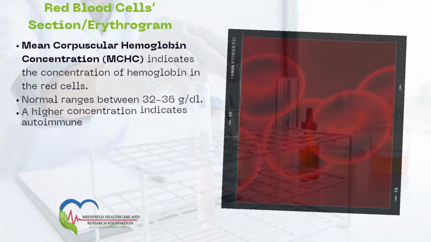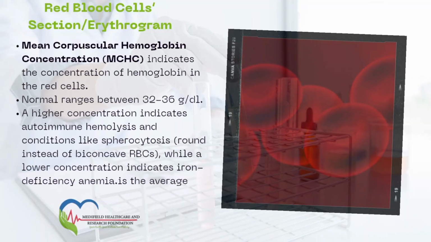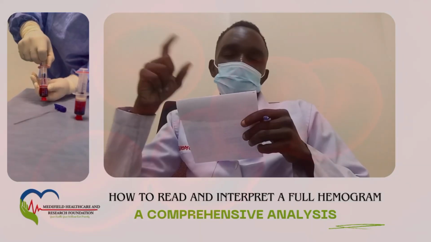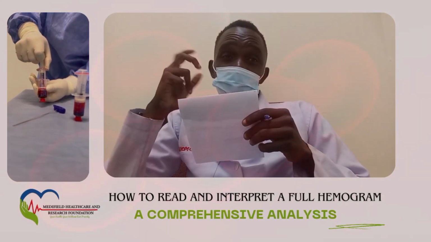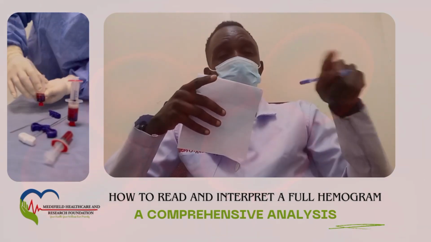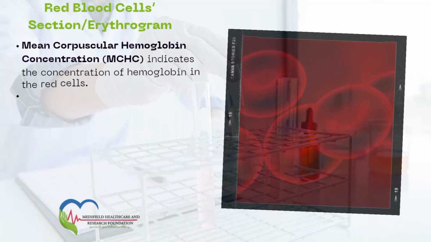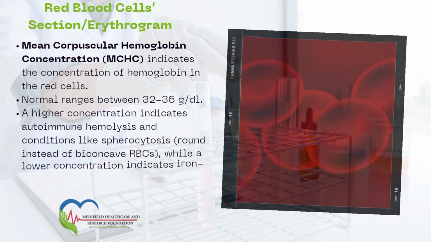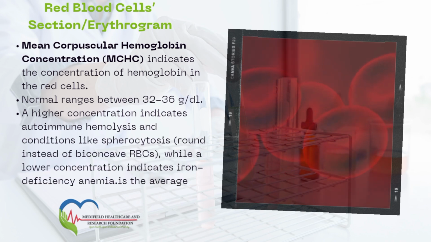A higher concentration, of course, indicates autoimmune hemolysis and conditions like spherocytosis. Spherocytosis is those round red blood cells instead of the usual biconcave disc shape. We have round blood cells. So that is one of the disorders of the red blood cells. It's called spherocytosis. We'll look at it when we discuss that as a topic.